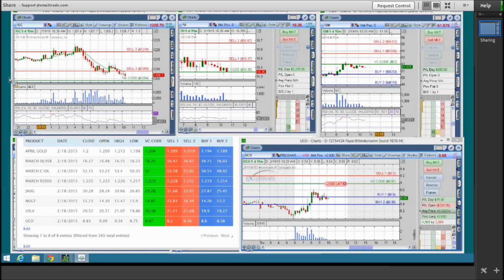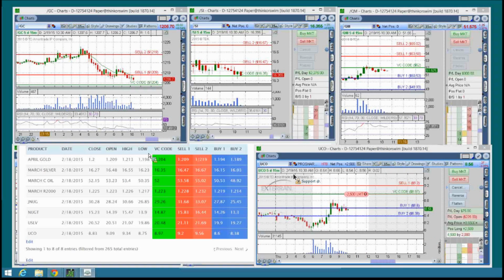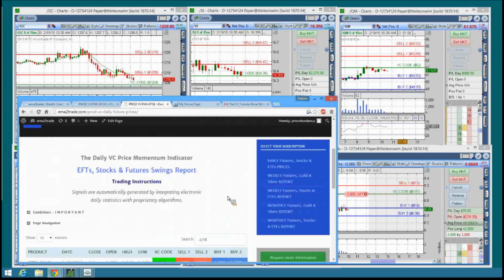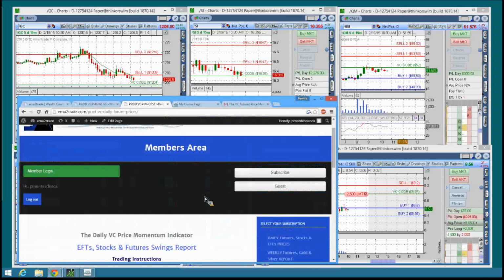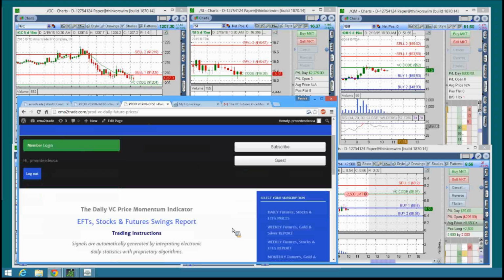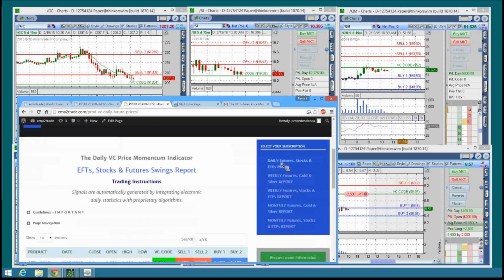What we're going to do is take a look at the process that our subscribers go through to obtain this information. When you subscribe, you get a private password that you use when you come into the members area. You click on login and this will take you to the members area. You put your password on the left here, click enter, and this will give you the choice and selection of your subscriptions, which we use to trade in the live trading room.